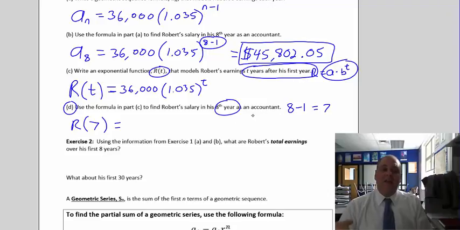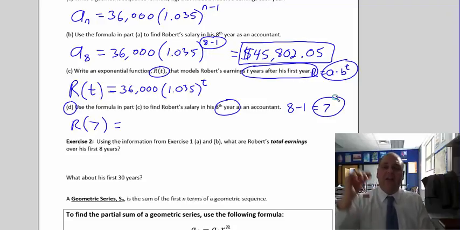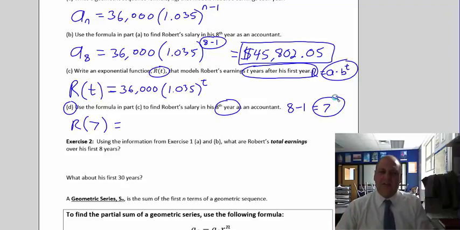All right, his 8th year is going to be the 7th year he's getting an increase. Think of it like that. He's not getting an increase his first year. He's starting at 36,000. He gets an increase every year. So how many increases is he getting? He's getting 7 increases. His 8th year will be his 7th increase. That's how you kind of got to think of it. That's why the n minus 1 suddenly becomes t when you write it as a function.